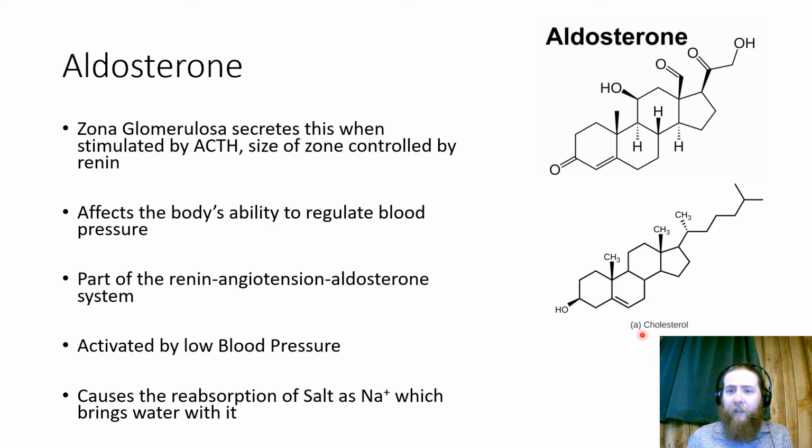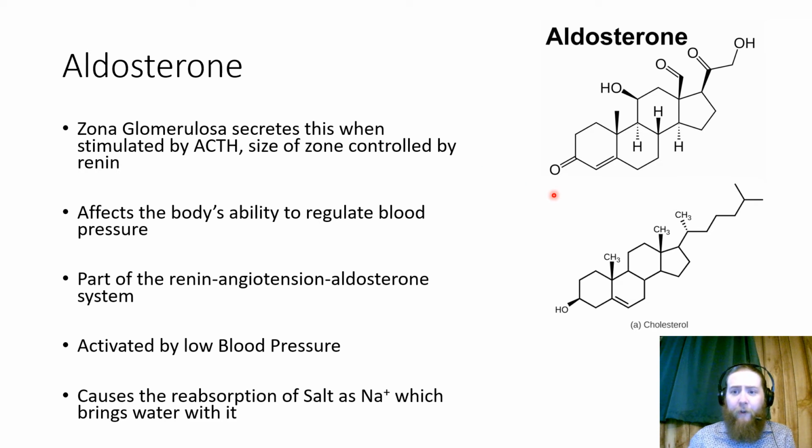Both of these are cholesterol derivatives. So I have a molecule of cholesterol over here, and then very similar to it, a little bit different, is this molecule of aldosterone. The zona glomerulosa secretes aldosterone when stimulated by adrenocorticotropic hormone, this ACTH. However, how big this zone is at any time is controlled by renin. This is a part of the renin-angiotensin-aldosterone system. And because of that, aldosterone is very important for the body's ability to regulate blood pressure.